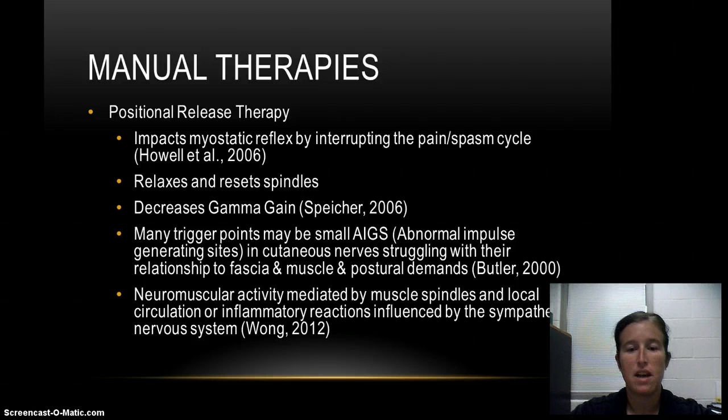abnormal impulse generating sites, or AIGS, located in the cutaneous nerves, but they are struggling with their relationship to fascia, muscle, and postural demands. In 2012, Wong, in his article Strain Counterstrain, stated that neuromuscular activity is mediated by muscle spindles and local circulation or inflammatory reactions influenced by the sympathetic nervous system. So in essence, the muscle fibers surrounding these trigger points and hotspots of pain need to be in a position of comfort and need to unwind in order to function properly and help to decrease pain felt by the patient.